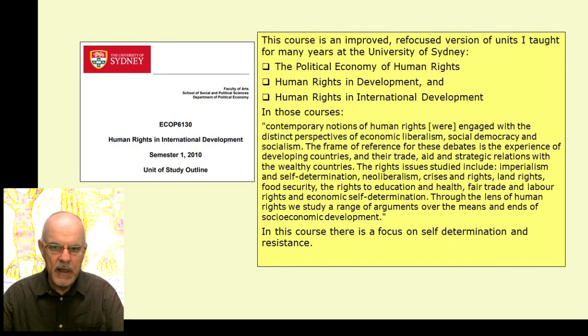In the earlier courses, the aim was to examine contemporary notions of human rights, engage with distinct perspectives of economic liberalism, social democracy, and socialism. The frame of reference was the experience of developing countries, their trade, aid, and strategic relations with the wealthy countries. And the rights issues studied included imperialism and self-determination, neoliberalism, crises and rights, land rights, food security, the rights to education and health, fair trade and labour rights, and economic self-determination through a lens of human rights. In this course, as I said, there's a focus on self-determination and resistance, but many of those themes from those earlier courses are picked up also in this unit of study.